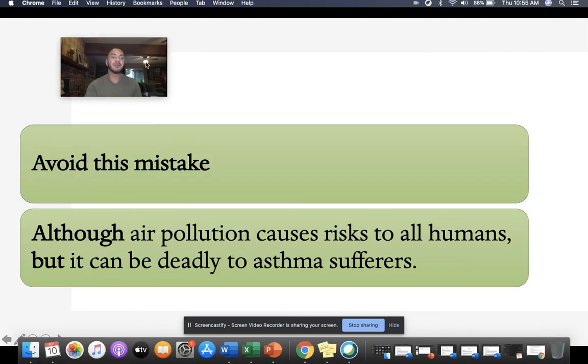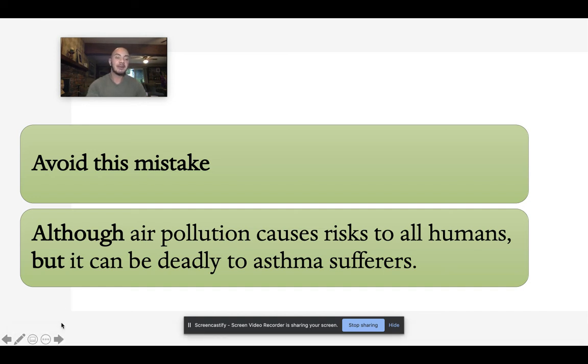We do want to make sure that we avoid this mistake: when we are rewriting a run-on sentence as a complex sentence, we don't include both a subordinating conjunction and a coordinating conjunction. We really only need one. You can think of these conjunction words as linking words. What they do is glue your ideas together, and so you don't need the glue or the cement in two places. So this mistake here: although air pollution causes risks to all humans, but it can be deadly to asthma sufferers. In this case, you either need the although or you need the but. So we want to be sure to avoid that mistake.